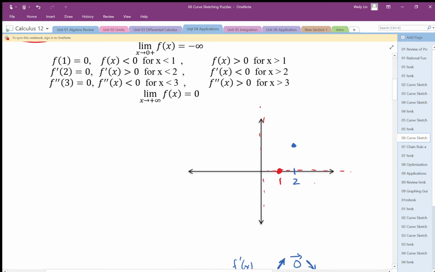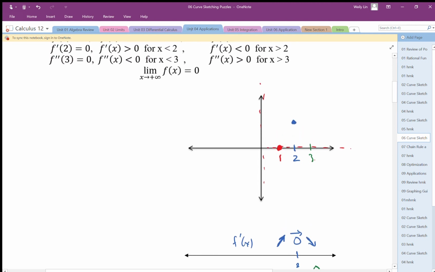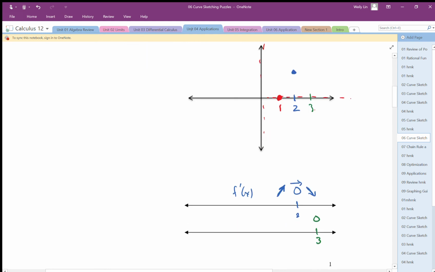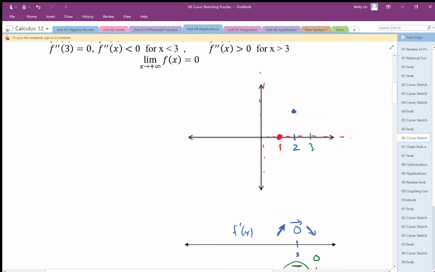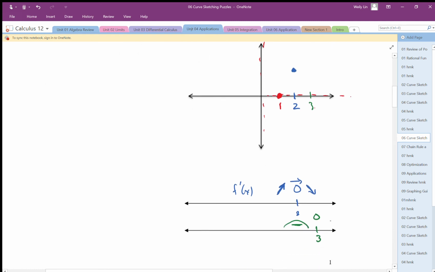The last bit here is giving you information about the second derivative, which is the concavity. So it tells you that at x equals 3, we have a 0 for the concavity. And it tells you for x less than 3, we have negative concavity, so it's concave down, which is kind of what we're seeing here. And on the other side of that 0, it actually switches from negative to positive. So it looks like that's an inflection point. So we have positive concavity here. Okay, so somewhere in here, there's an inflection point.